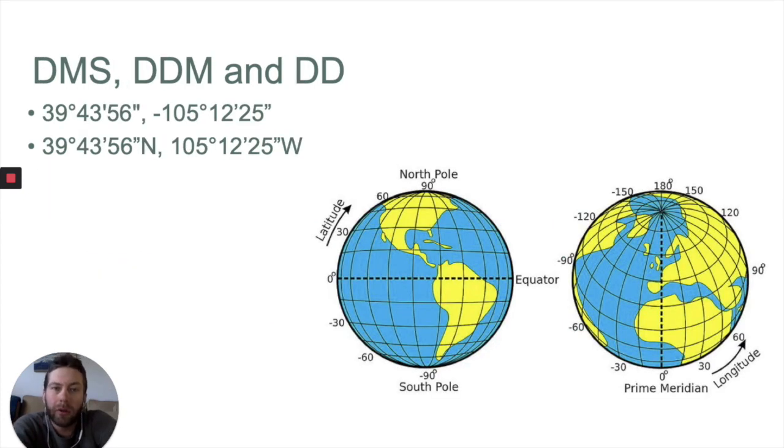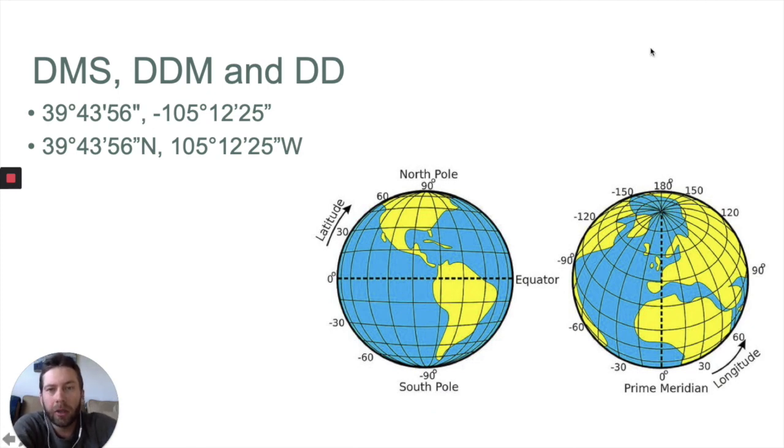So let's go into a little bit about degrees, minutes, seconds, degrees in decimal minutes, and decimal degrees, and kind of what they mean. So these are what you're going to hear referred to as lat long. So if somebody's like, hey, can you give me your lat long or your coordinates? This is probably what they're thinking. So they're going to be looking at one of these.